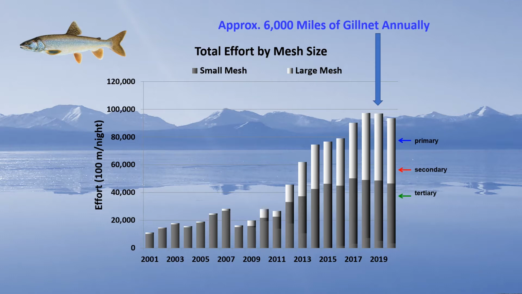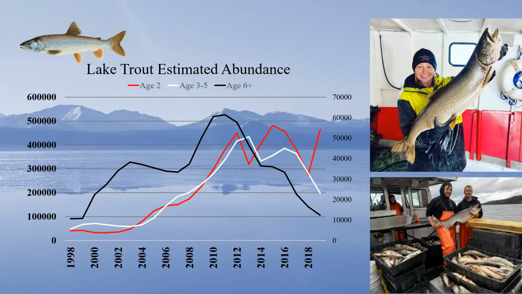kill lake trout. So when we were able to get enough effort out in the lake beginning about 2012 is when we began to put the lake trout population into significant decline. The black line here is the decline of adult age 6+ lake trout, which we've reduced by more than 80% since 2012.